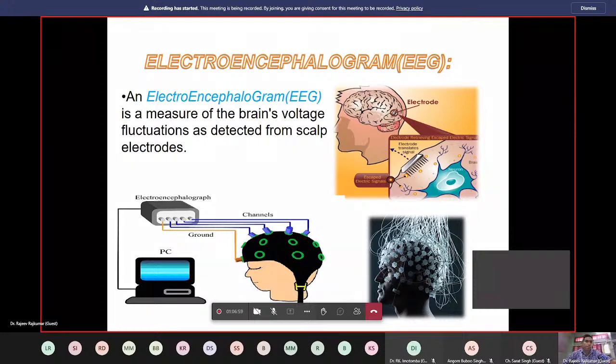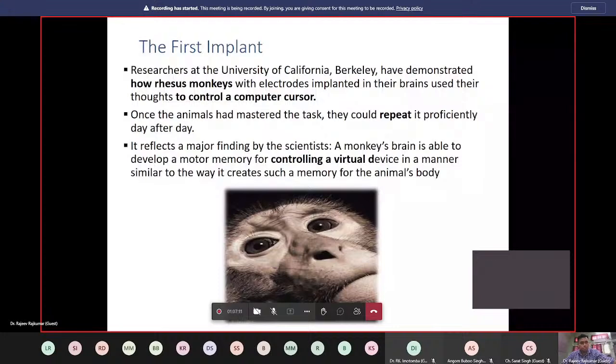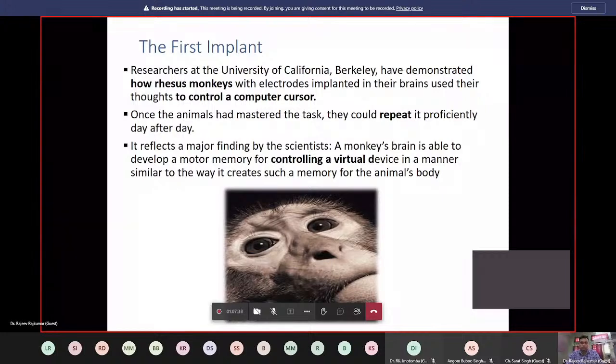The first implant was done at the University of California, Berkeley, which demonstrated how a rhesus monkey with electrodes implanted in the brain used its thought to control a computer cursor. So the first implant was done in a monkey itself. Once the animal mastered this task, it could perform it repeatedly and proficiently, day after day. This reflects a major finding by the scientists: a monkey brain is able to develop a motor memory for controlling a virtual machine, in a manner similar to the way it creates a memory of its own body. After this successful work, we can go directly to human beings. I think they have already done this for human implantation.